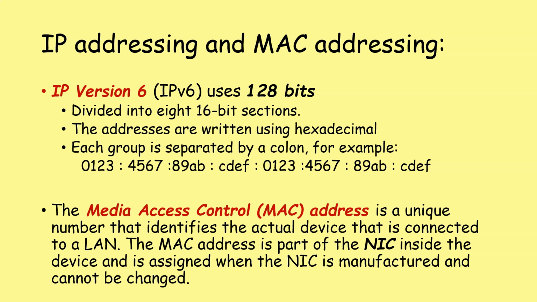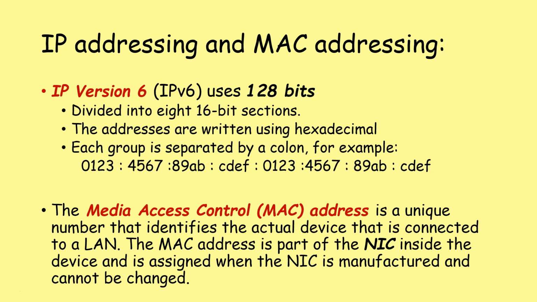And this uses a 128-bit addressing system, divided into 8 16-bit sections. The addresses are written using hexadecimal, and each group is separated by a colon. So as an example here, I'm not going to read it out, but you can see it uses numbers and letters A, B, C, D, E, F because it's hexadecimal. That gives you 2 to the power 128 possible addresses, which is trillions upon trillions upon trillions. It's a truly massive number.